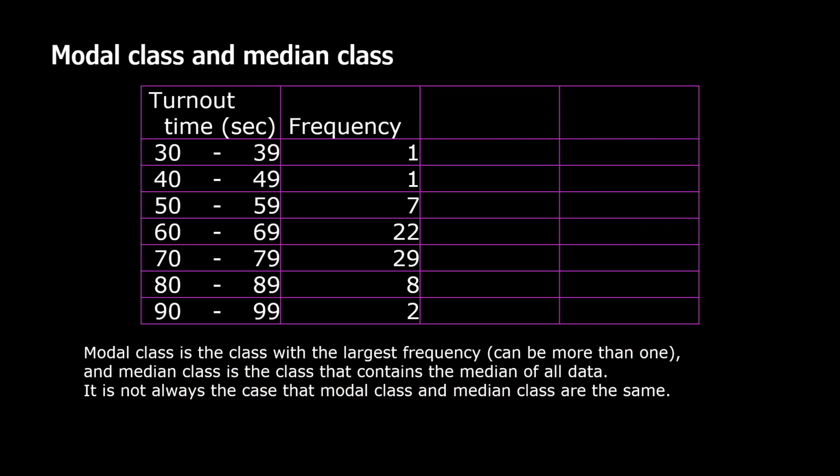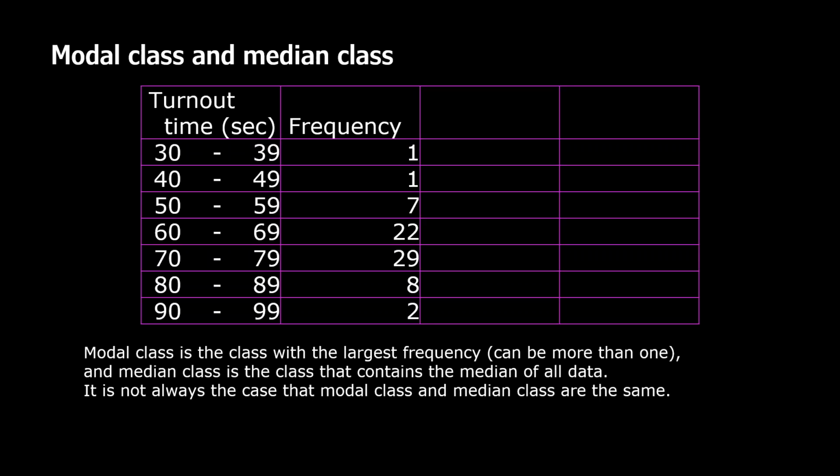Okay, and then there are these words, modal class and median class, which is kind of obvious. In this table, what will be the modal class? What do you think? 70 through 79 will be the modal class because you have the most frequencies. Most of the data is there, right?